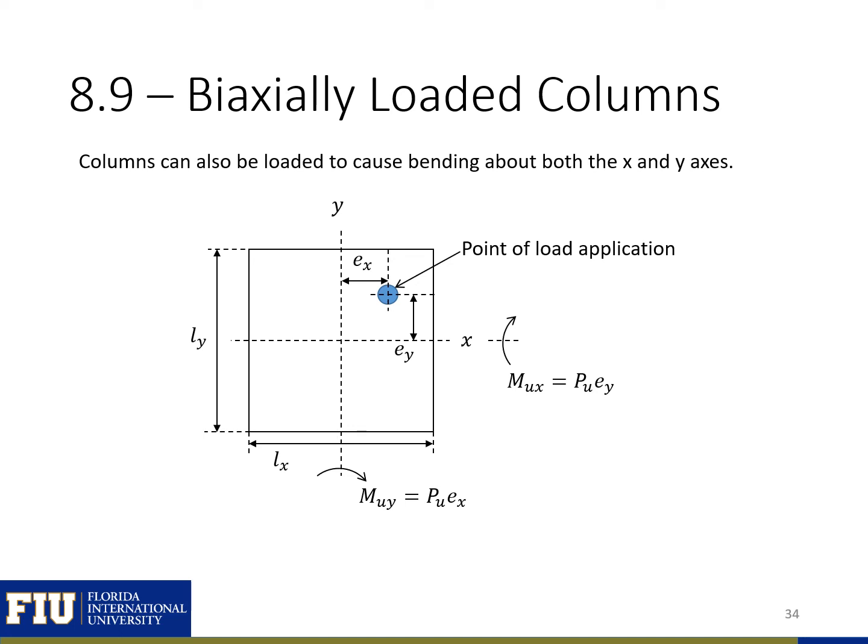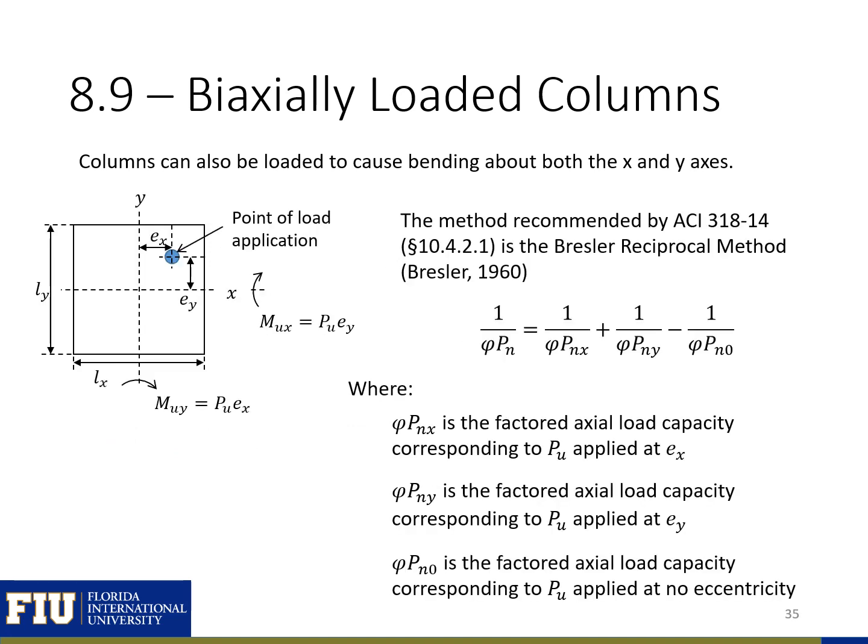We can also have columns that are loaded to cause bending about both the x and the y axis. So if we apply the point of our load application with some eccentricity in both the y and the x direction away from our plastic centroid, then we're going to have a moment in the x and the y direction. So we need to be able to account for these biaxially loaded columns, which we're going to talk about on the next slides. We can use what's called the Bresler reciprocal method as recommended in ACI.